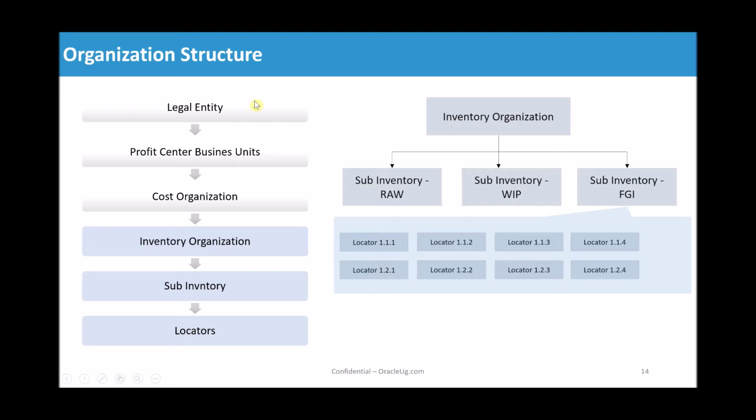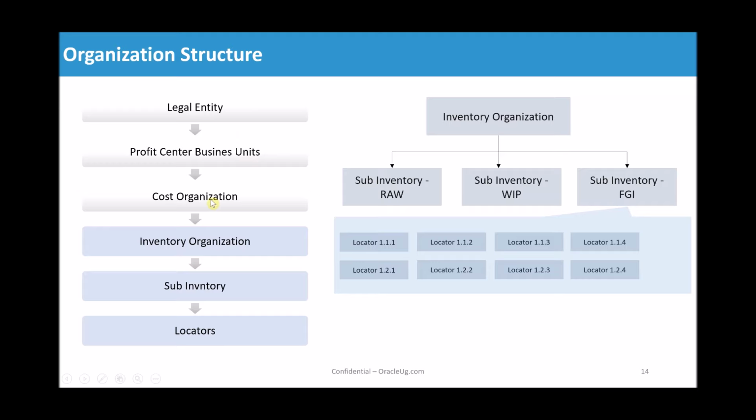At the top, we have legal entity. Normally, you will be creating one legal entity per country. You might have different legal entities depending on how many business entities or product lines you have. So at least one legal entity, but you can have multiple legal entities in a single country. Then profit center, business units, same as operating unit if you are aware of that in 11 or 12.